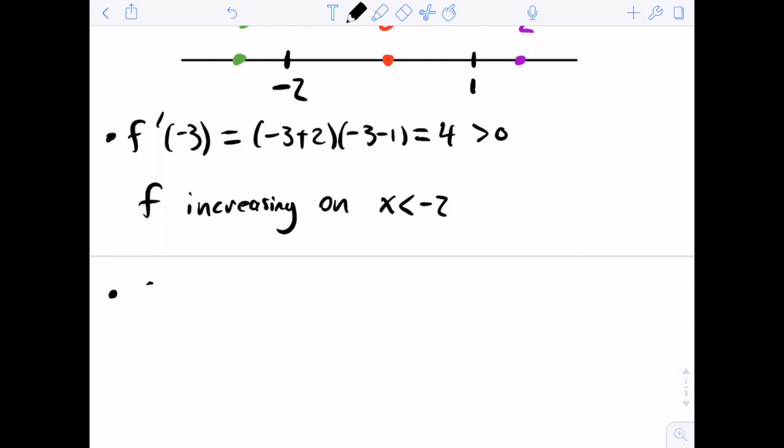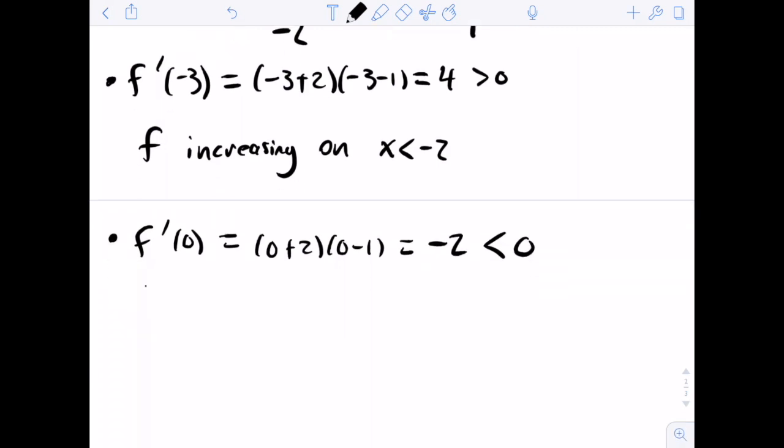Okay, so that's good. Plugging in 0 into the derivative, that's 0 plus 2 times 0 minus 1, which is just -2. That's less than 0, so the derivative is less than 0 in that interval. So that tells us that the original function f is decreasing on the interval -2 to 1.